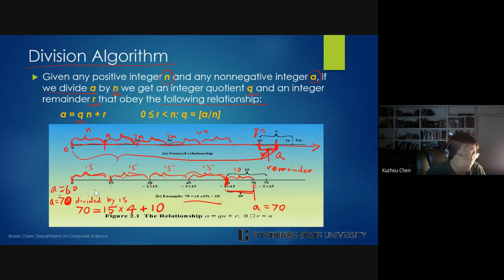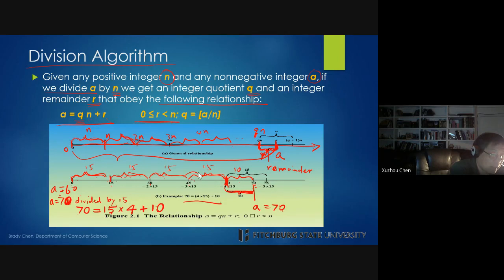Okay. So we can always write this: if A is divided by N, then you have a quotient Q and the remainder R. R is always between 0 and N. R should be less than N. If R is bigger than N, that means you can cut another piece, right? So you can still keep a smaller one. That's the reason why it's called a remainder. It's always smaller than N.